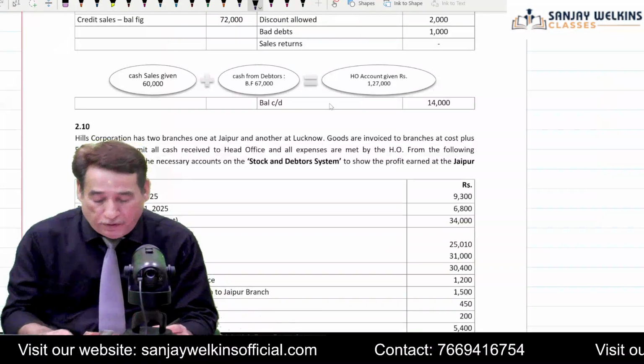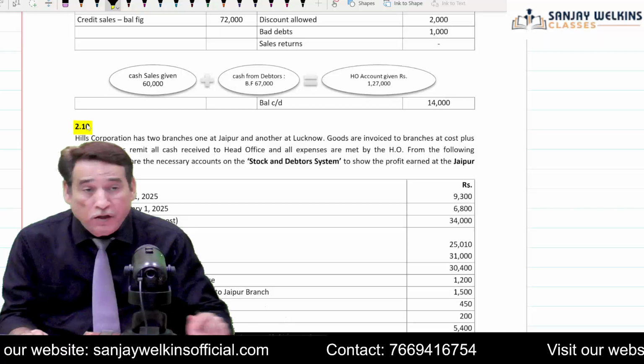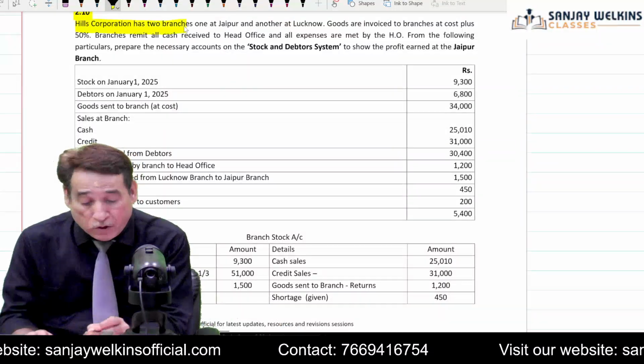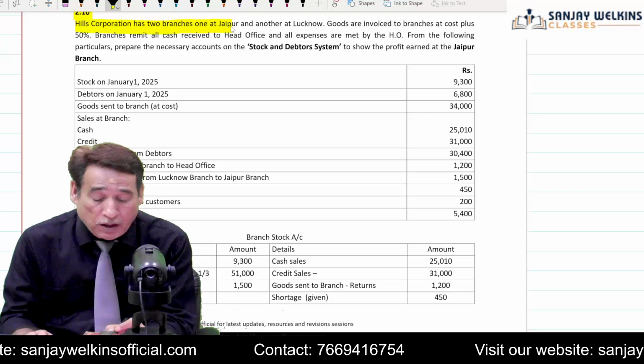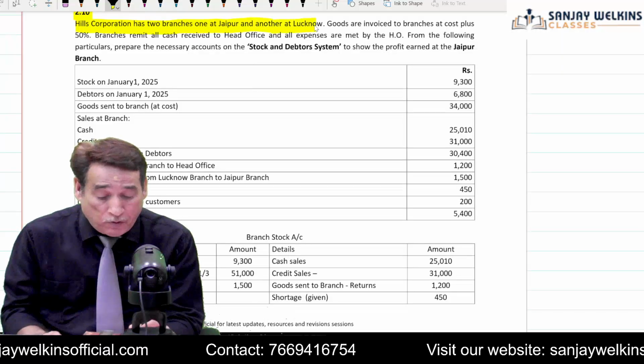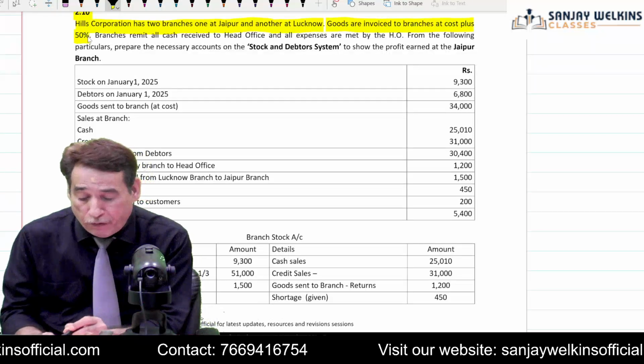So welcome again. Now we are going to pick up after having completed up to 2.9; 2.10 is on the cards. Hills Corporation has two branches. This time this organization has two branches, one at Jaipur and another one at Lucknow. Goods are invoiced to the branch at cost plus 50%.